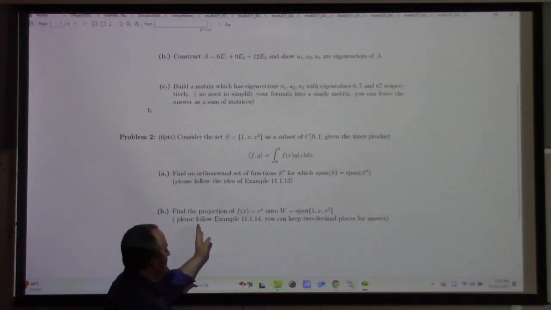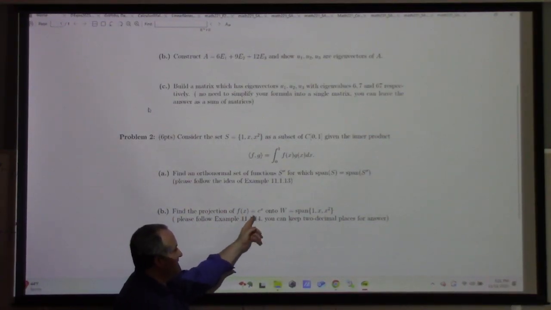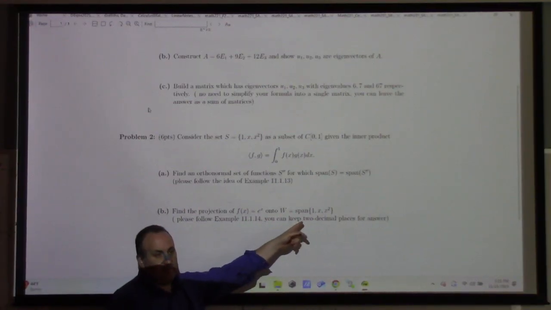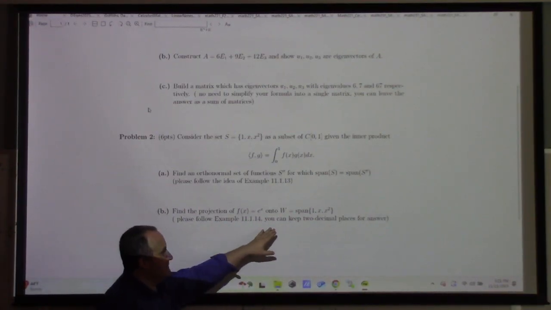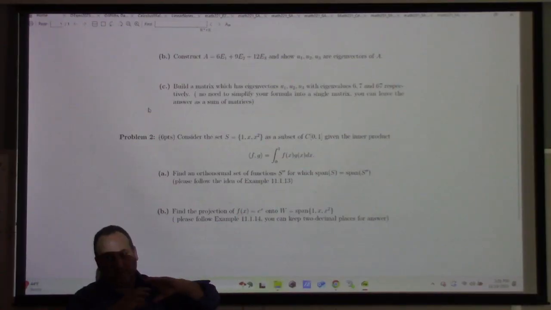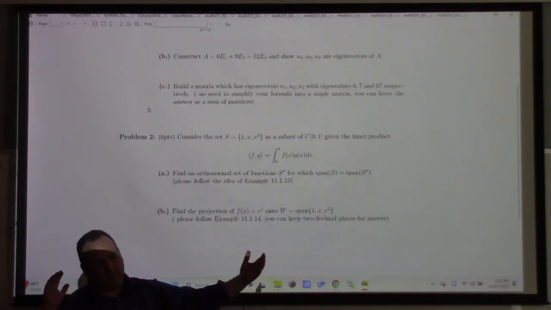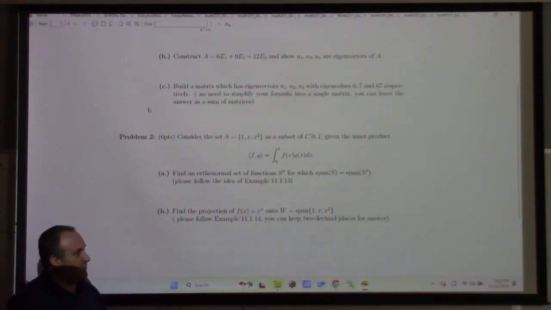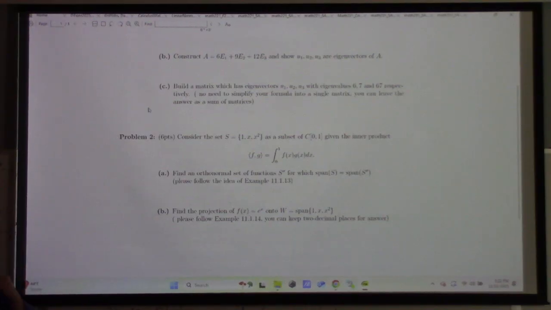And then down here, just like I was just showing you, find the projection of the exponential onto the span of that. So that would be the inner product of e to the x with v1 double prime times v1 double prime, plus the inner product of e to the x with v2 double prime times v2 double prime, plus the inner product of e to the x with v3 double prime times v3 double prime. The projection built from inner products with the orthonormal basis.